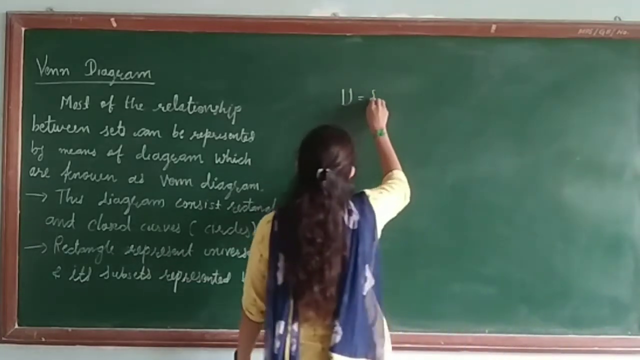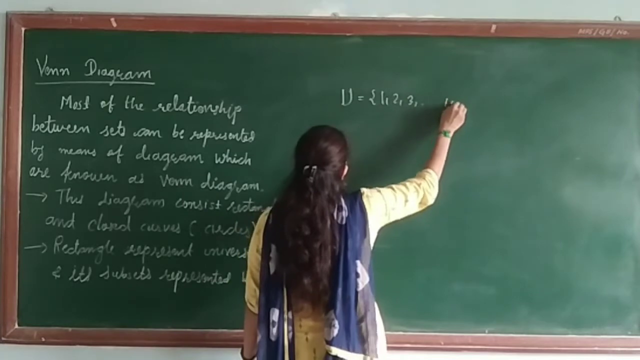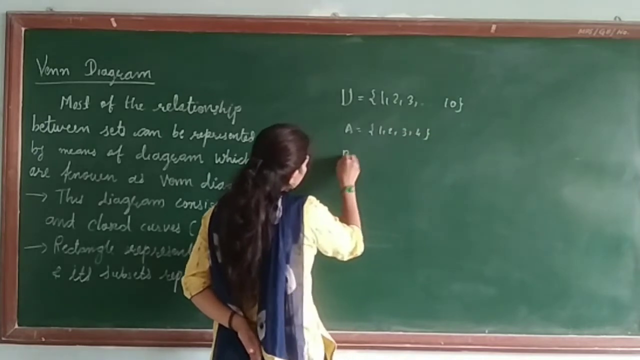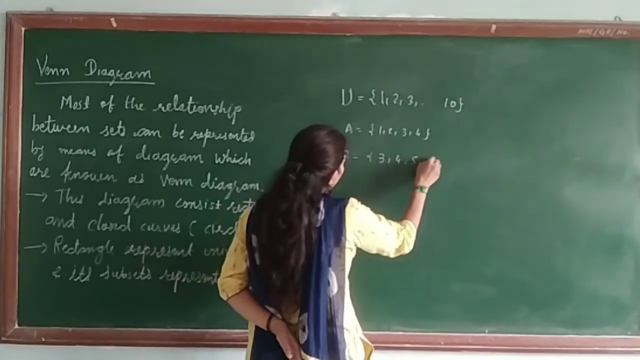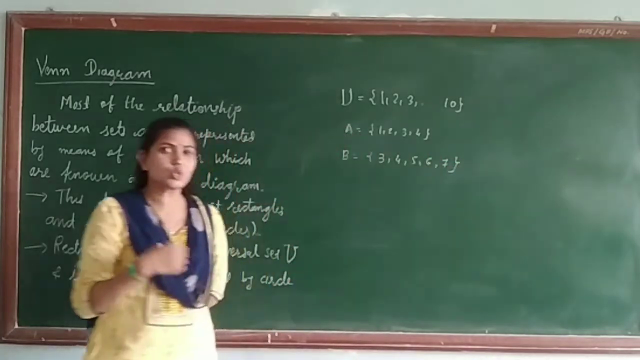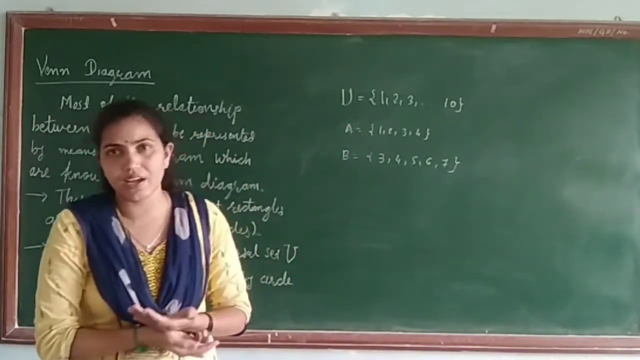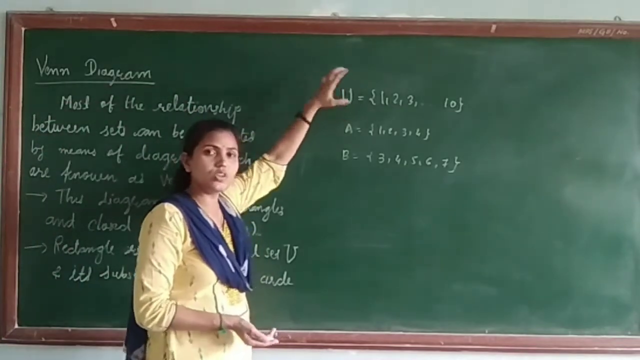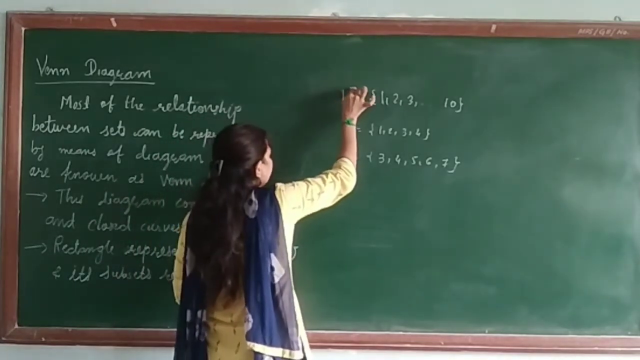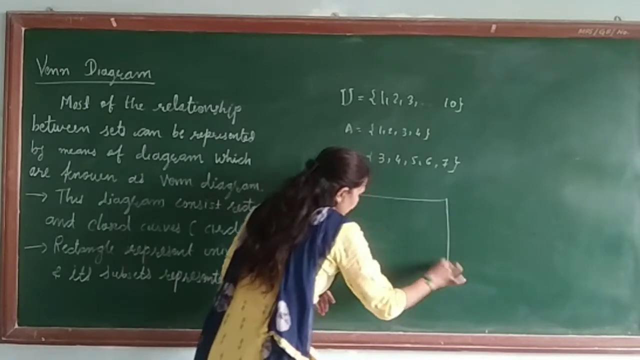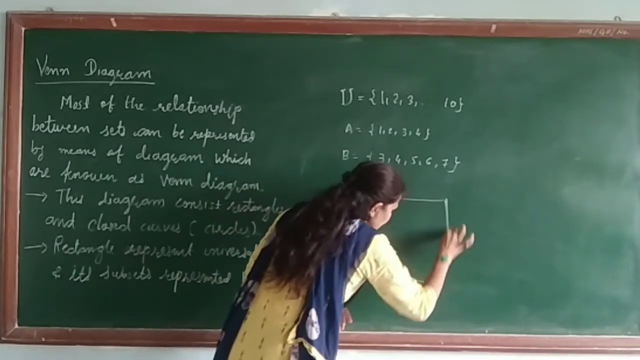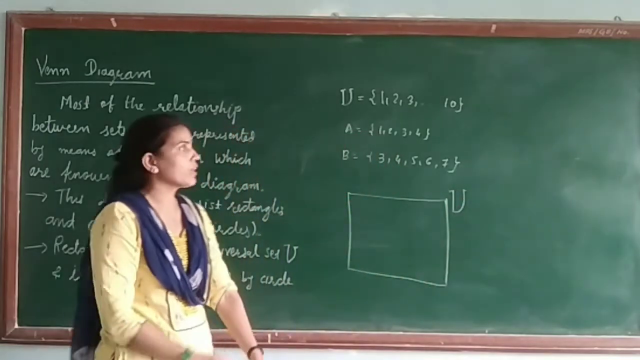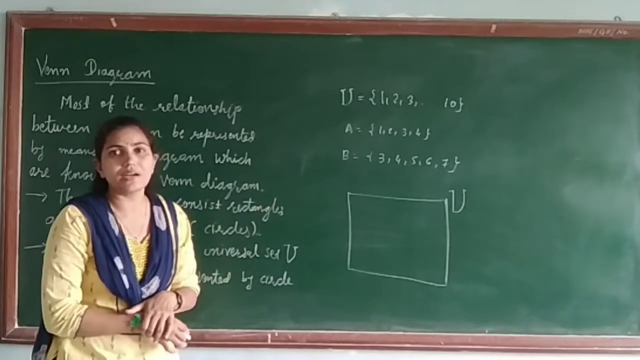So if you have U is equal to 1, 2, 3 up to 10, A is equal to 1, 2, 3 and 4, B is equal to 3, 4, 5, 6 and 7. Now I want to represent these three sets as a Venn diagram. So now you have all the ideas that when you have a universal set, the universal set is represented by a rectangle. So this is a rectangle which represents the universal set. So here next to the rectangle we write the universal set U. Now its subsets are represented by the circle.